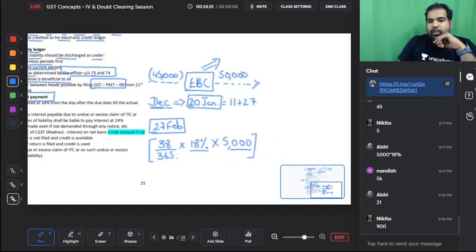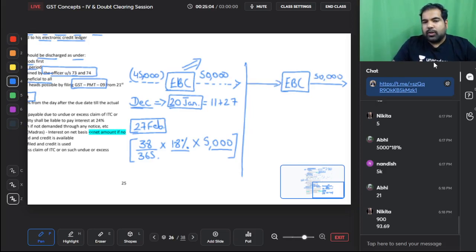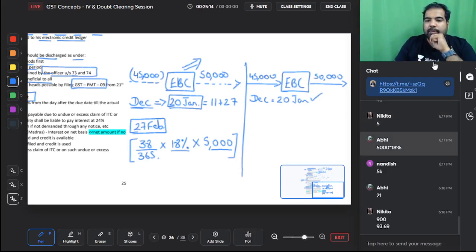But guys, I'm changing one thing here. What if Electric Bike Company had to pay 50,000 rupees for the month of December. They had a credit of 45,000 and they did file their return on time, on or before 20th January. They did file their return. Will there be any interest now?